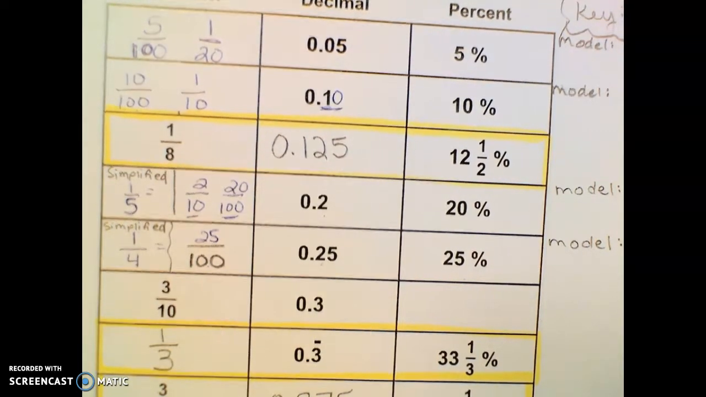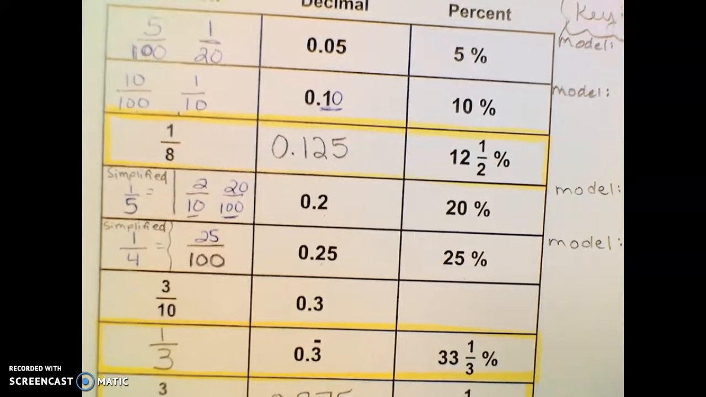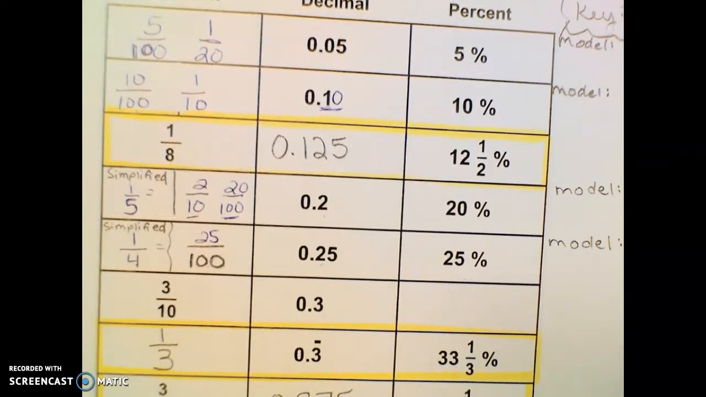25% of the game, 50% of the game, 75% of the game, 100% of the game. If you can't skip count quickly by 25s, you need to work on that. 25, 50, 75, 100. Make sure you can do that easily.